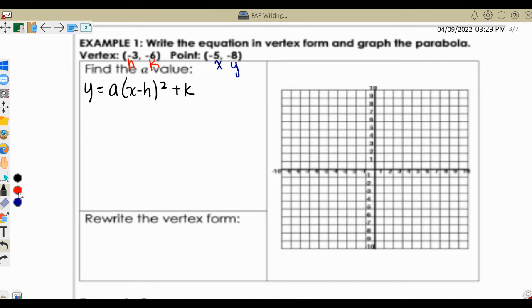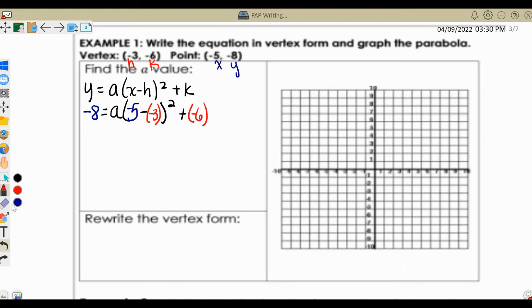So I'm going to plug in my point first, the x and y point. So y is -8 equals, we're looking for a. And I'm going to go ahead and put in some things that are always going to be in there. Okay. Our x is -5. Our h from our vertex, the x coordinate of our vertex, is -3. And then k is the y coordinate of our vertex, and that is -6. Okay. We've got a lot of extra signs going on there.